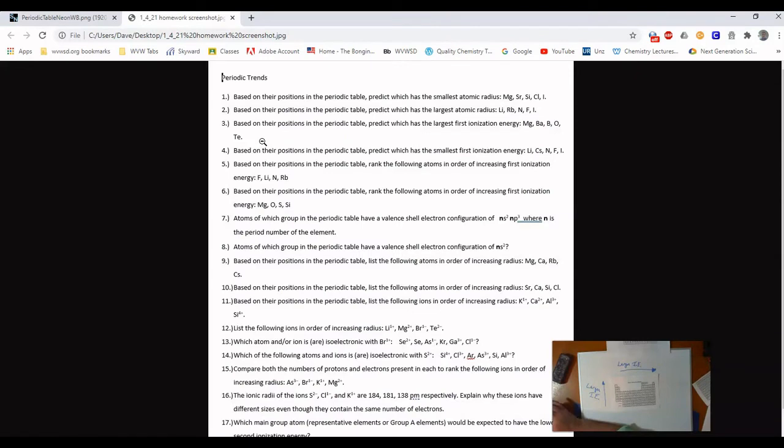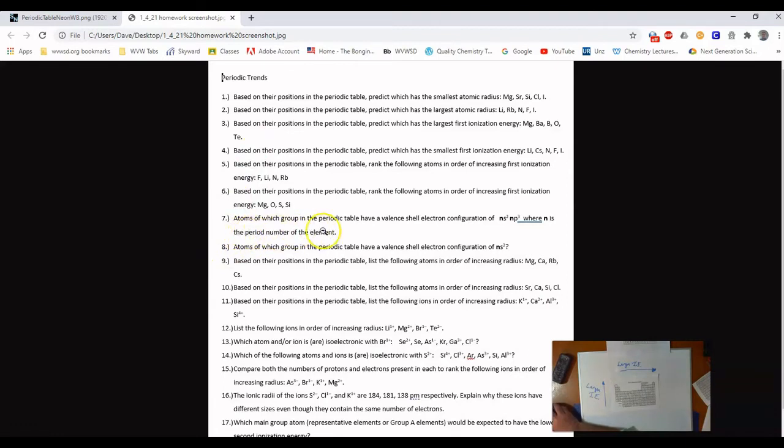Number 4 is very much the same as number 3, except they want not the largest first ionization, but the smallest. So you just have to look for the element that's what? Lowest on the periodic table and furthest to the left. And number 5, based on their positions, rank the following atoms in order of increasing first ionization energy. That's pretty much the same. You can do that. Same with number 6.